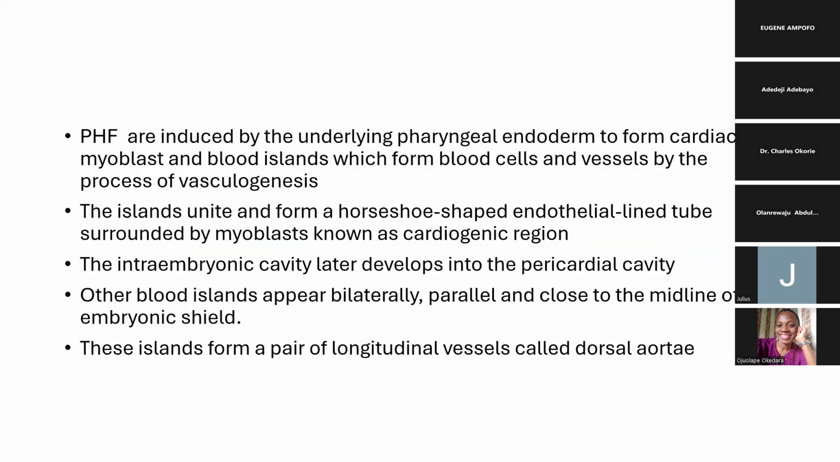The primary heart field cells are induced by the underlying pharyngeal endoderm to form cardiac myoblasts and blood islands, which form blood cells and vessels by the process of vasculogenesis. The islands unite and form a horseshoe-shaped endothelial-lined tube surrounded by myoblasts, known as the cardiogenic region. The intraembryonic cavity later develops into the pericardial cavity. Other blood islands appear bilaterally, parallel and close to the midline of the embryonic shield. These islands form a pair of longitudinal vessels called the dorsal aortae.